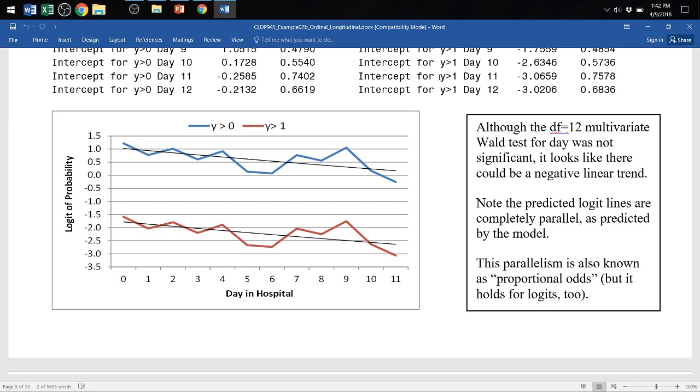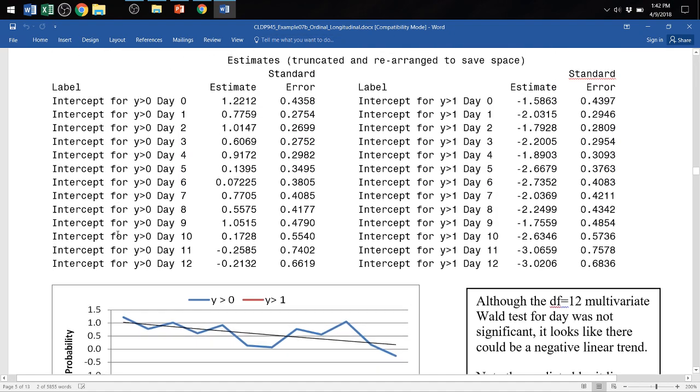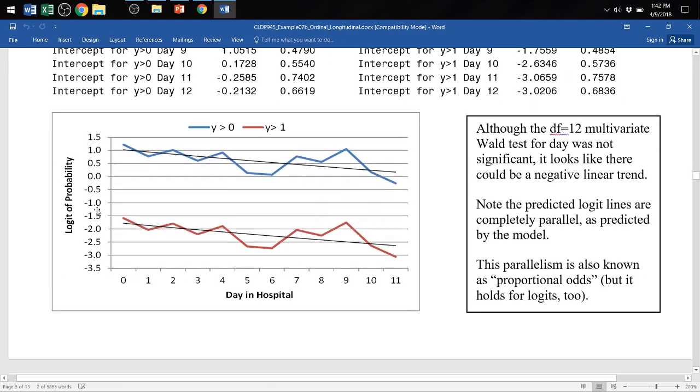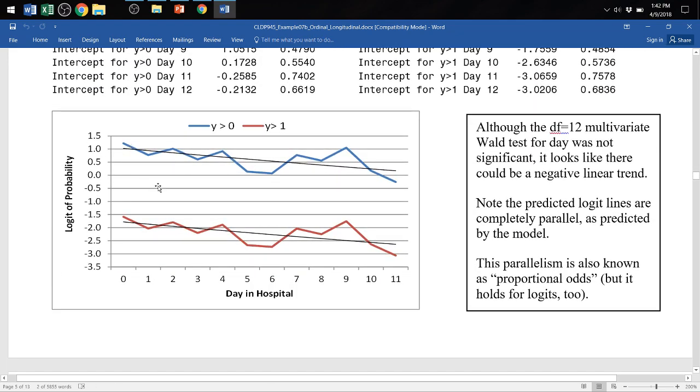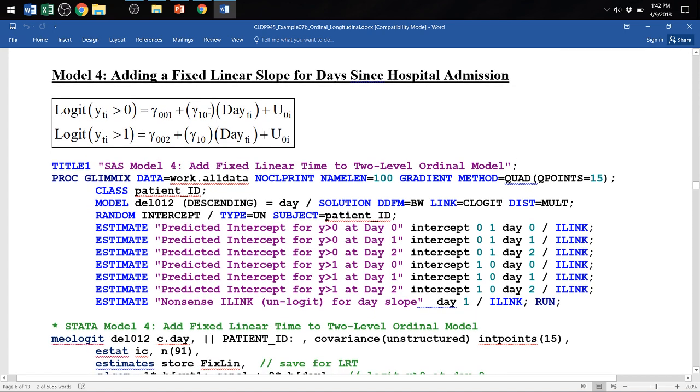They have to. This is this idea of proportional odds, or basically parallel logits. Each of those coefficients for day is the same across the 2 submodels. And actually, in Stata, it doesn't even give you what the predicted logits are. It just gives you these offsets, because it really doesn't matter where you are on the y-axis. What you're looking at is this pattern here across the x-axis. So that looks linear. I went ahead and added a fixed linear slope.